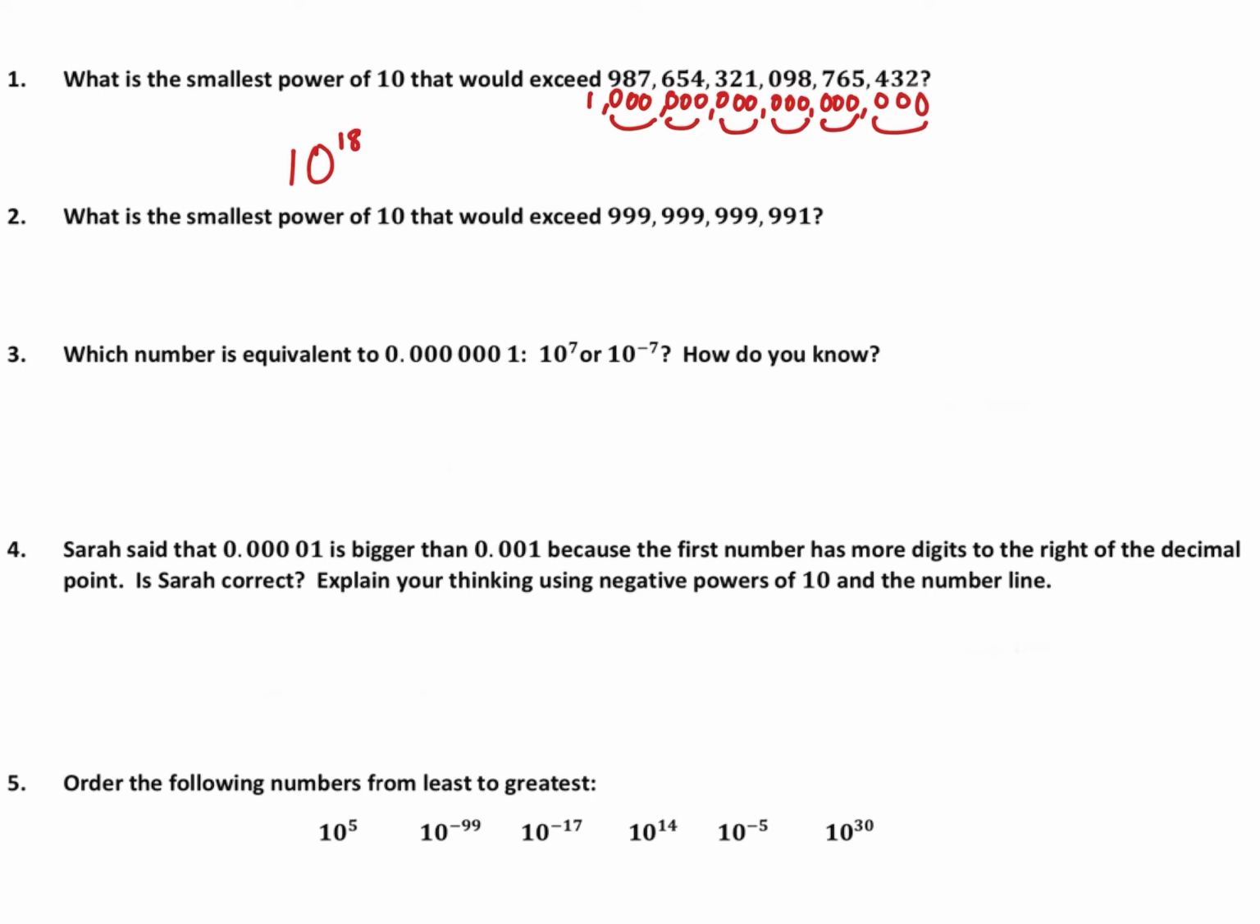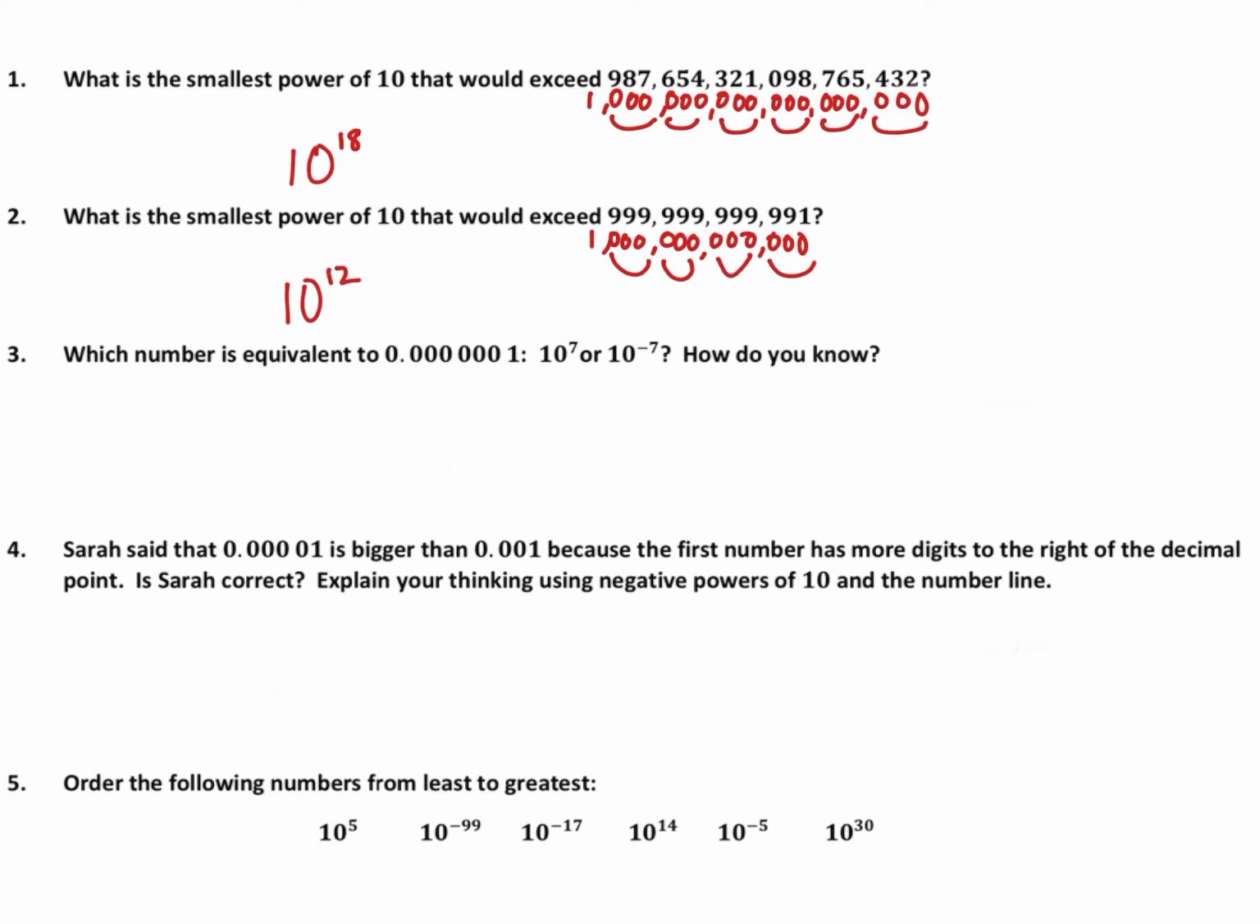Number 2 says, what is the smallest power of 10 that would exceed this? So again, I'm going to line up those place values. And if I put the 1 there, that would be less than that. So I need to put the 1 in the next place value. The way we can find the powers is by counting the zeros. 3, 6, 9, 12.